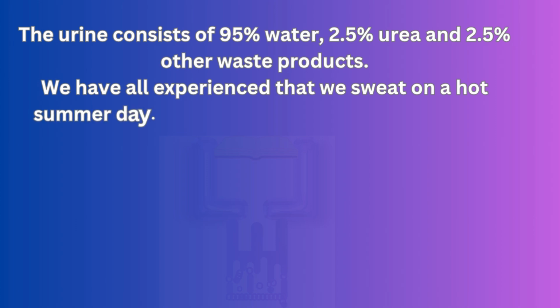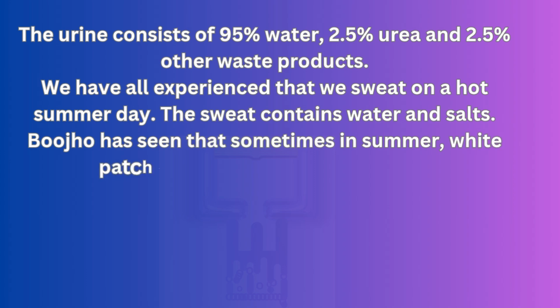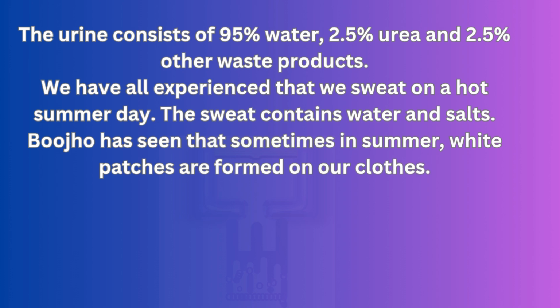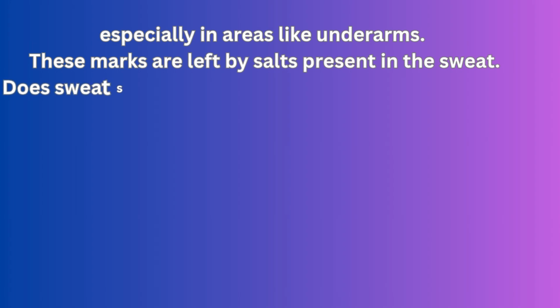We have all experienced that we sweat on a hot summer day. The sweat contains water and salts. You must have seen that sometimes in summer, white patches are formed on our clothes, especially in areas like underarms. These marks are left by salts present in the sweat. Does sweat serve any other function?